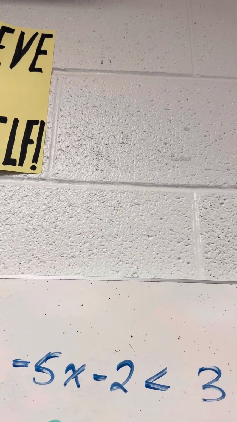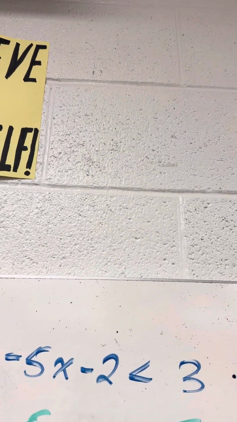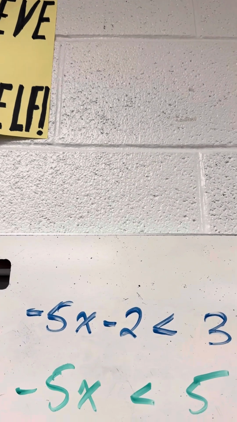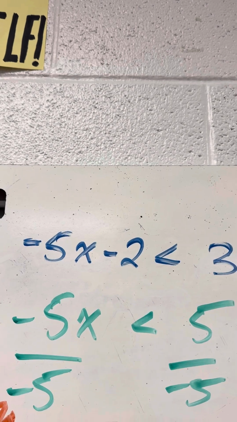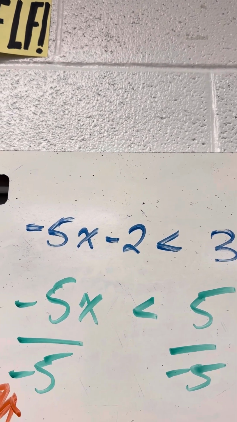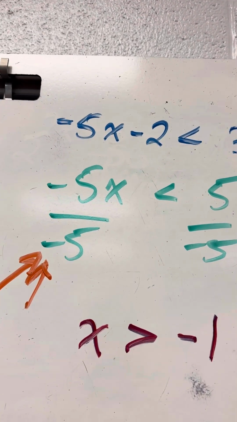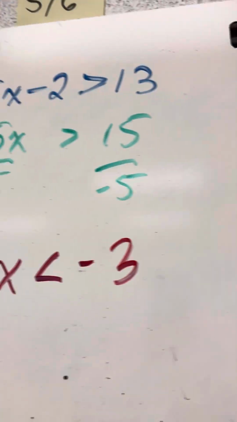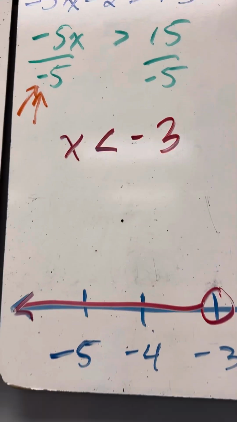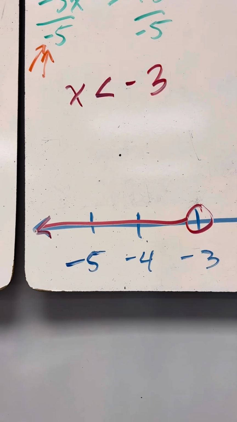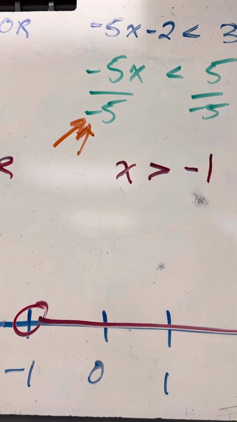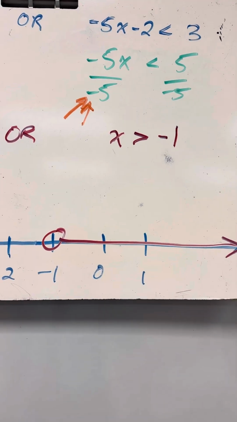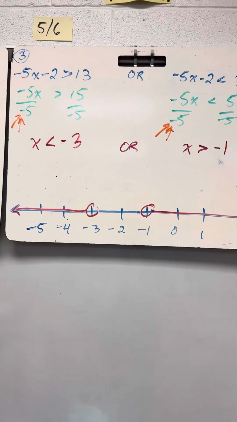Okay. Over here, negative 5x minus 2 less than 3. Add 2 to both sides. Negative 5x less than 5. Divide by a negative. Flip the sign. X is greater than negative 1. So when x is less than negative 3, open circle at negative 3. Shade to the left. X is greater than negative 1. Open circle at negative 1. Shade to the right. There's your graph.